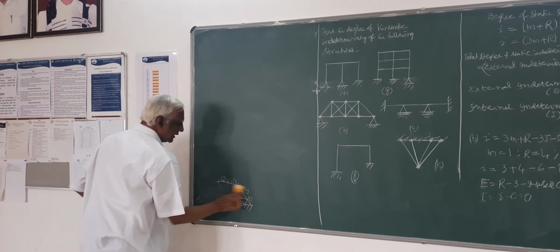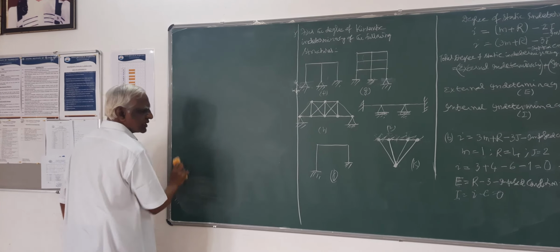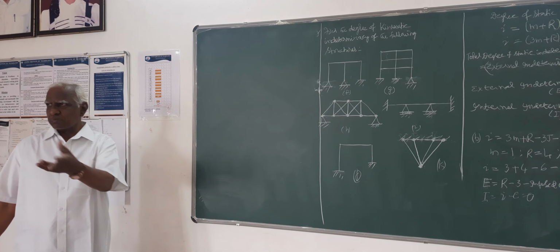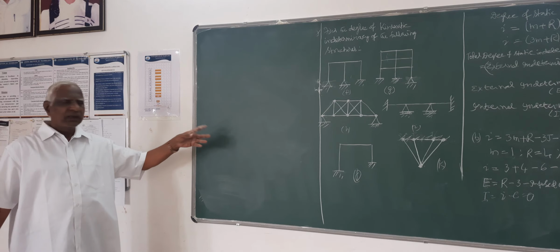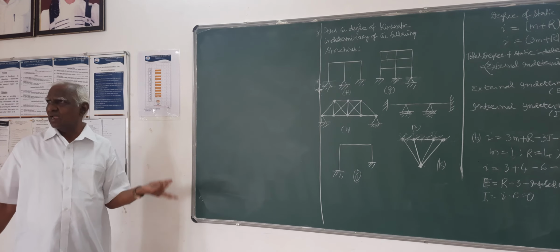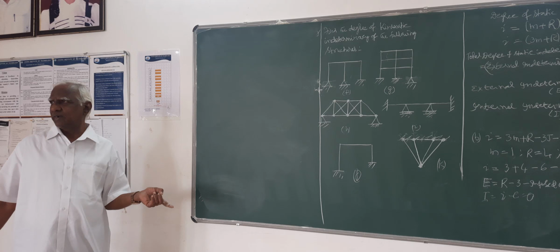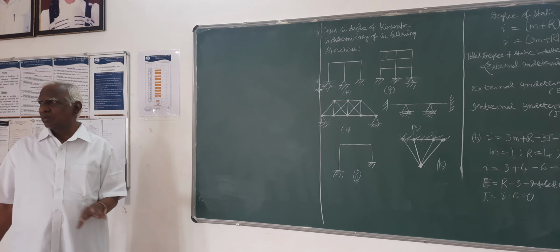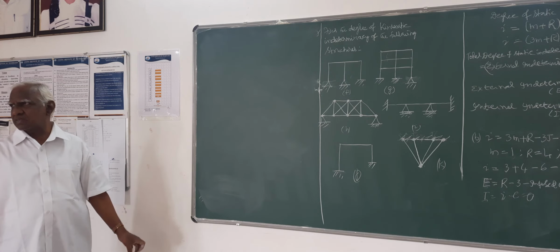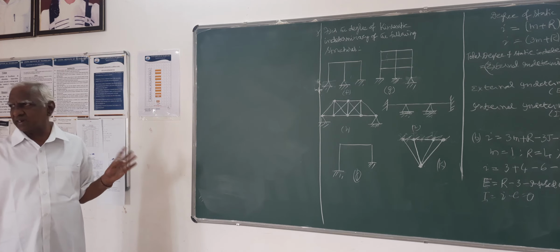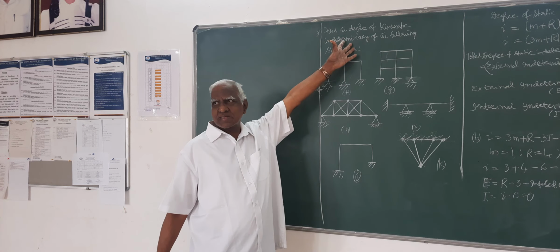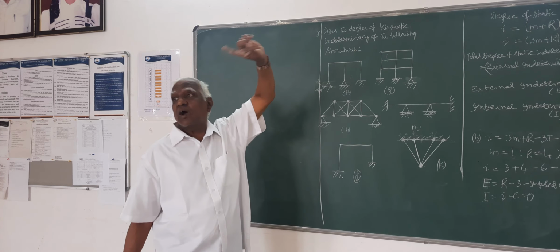I hope I made clear, by way of the examples, whatever I told yesterday. As per the syllabus, you have only plane rigid frame structures as well as plane pin-jointed structures, so I have taken a few examples for finding the degree of static indeterminacy. Next, we will take up kinematic indeterminacy. It is the number of unknown joint displacements.